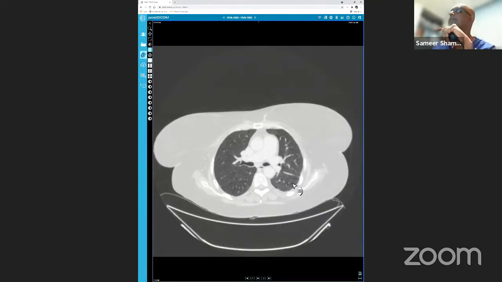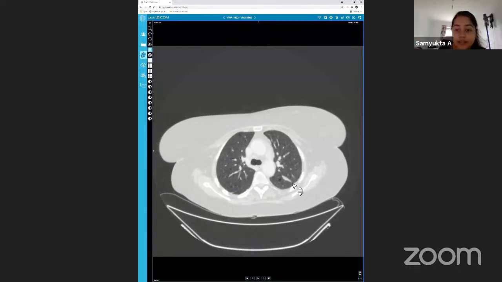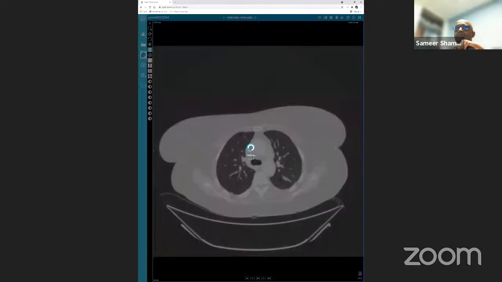Okay, anything else in terms of the patient having siblings? So if it is syndromic, then it's autosomal dominant. So they'll need to be referred for genetic counseling and testing, because it's autosomal dominant inheritance. Excellent. Good. Next case.